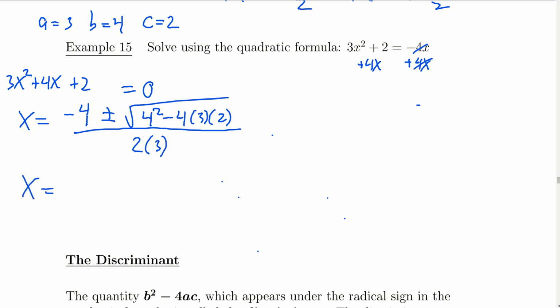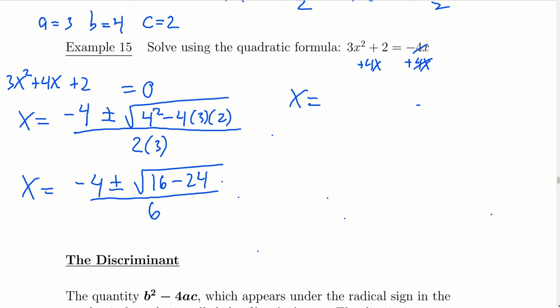From here, we want to use order of operations to finish it off. We have negative 4 plus or minus the square root of 4 squared is 16, minus 4 times 3 is 12, negative 12 that is. Negative 12 times 2 is going to be negative 24. So we are at negative 24 here, all divided by 2 times 3, which is 6. 16 minus 24 is going to be negative 8. So we have the square root of negative 8.